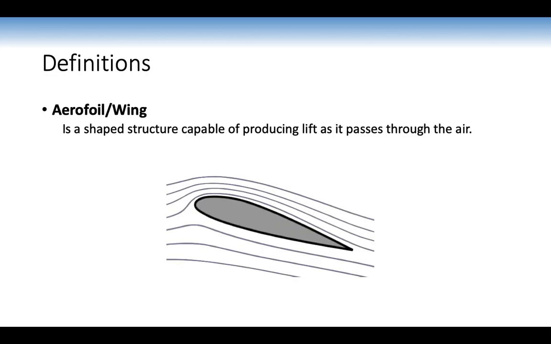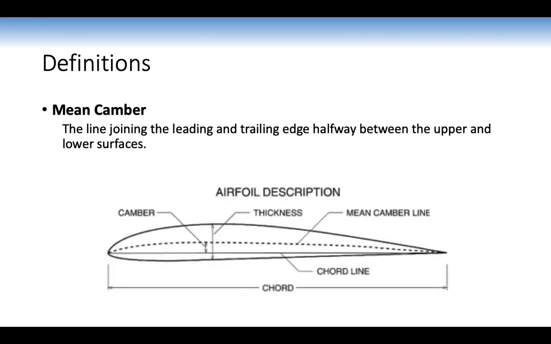So in terms of definitions, the airfoil or wing is a shaped structure capable of producing lift as it passes through the air. An airfoil is pretty much the cross-section of the wings of a GA aeroplane, and we like to say it's a cambered wing. It has a lot of camber, and we'll go over what camber means as well. Mean camber is the line joining the leading edge and trailing edge halfway between the upper and lower surface. So it pretty much tells us the curvature of the wing. And this dotted line, as you can see, is equidistant between the top part and lower part.